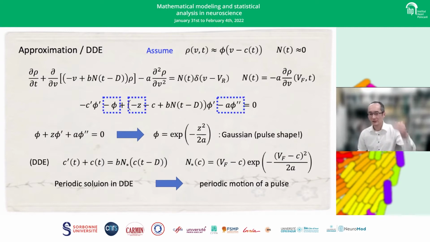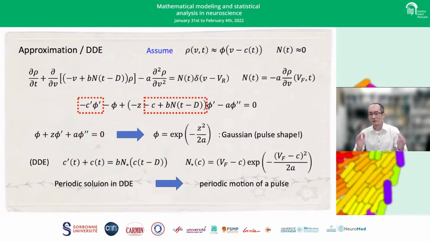We collect these three terms, and we have this differential equation. This equation has a special solution, Gaussian. You know, this has the pulse shape and the symmetric pulse, okay? So we can determine the function phi.